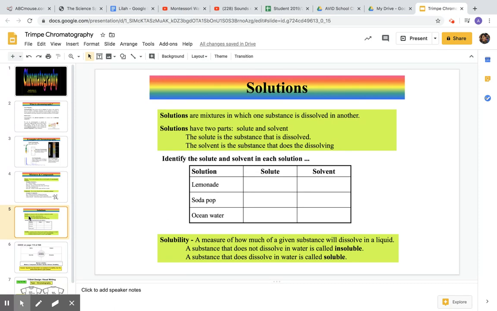So if you were going to be making lemonade, your lemon juice or your sugar, those are going to be your solutes, and the water is going to be the solvent because you added the sugar. So again, you want to know solute and solvent, the parts of a solution. And then also please remember what does it mean to be insoluble. Maybe think of a solution at your house. You may be asked to do this at the end of the week, by the way. And then what is soluble?